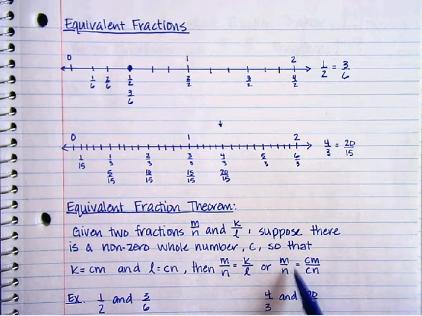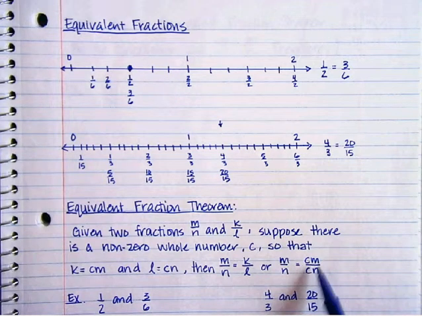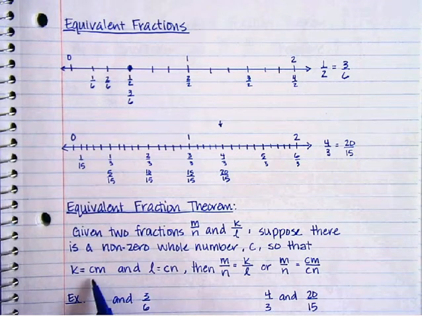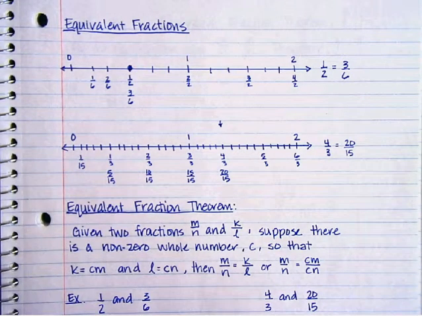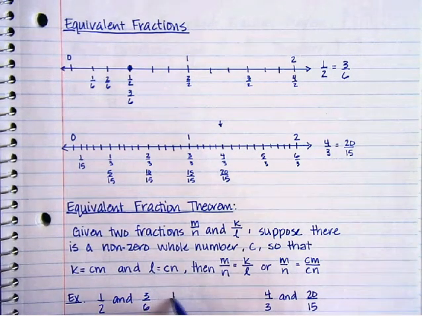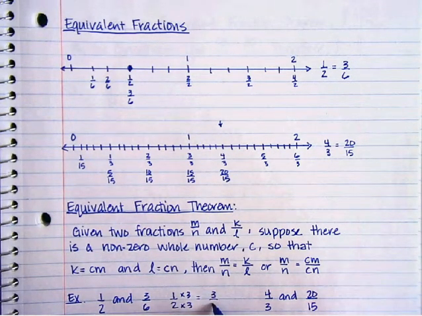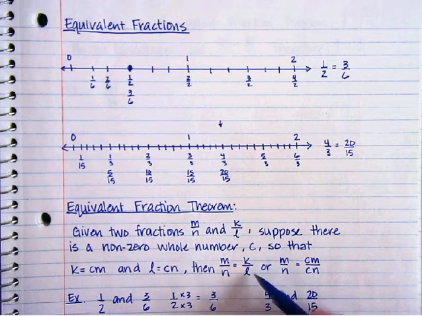Why? Because m over n is the same as cm, or c times m, over c times n, which is what we just said here. C times m is equal to k, c times n is equal to l, therefore these two are equivalent. So here's an example. If I have 1/2 and 3/6, well, 1/2 is my m over n, and my constant is going to be 3. So if I multiply both the top and the bottom by 3, I get 3/6. So 1/2 is the same as 3/6. 3/6 is now my k over l.